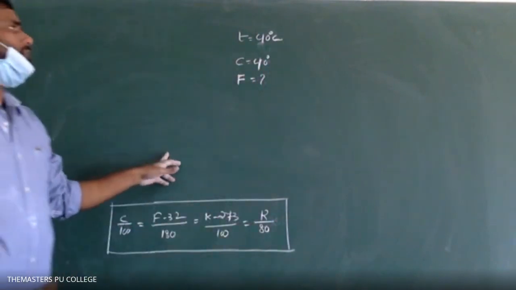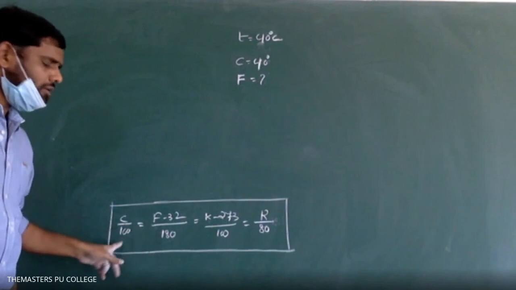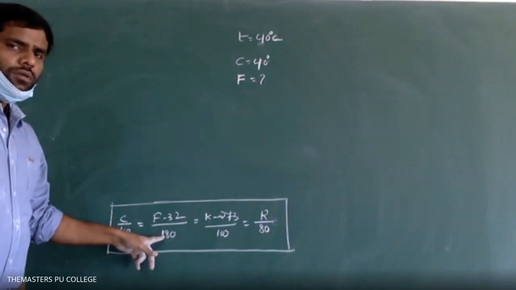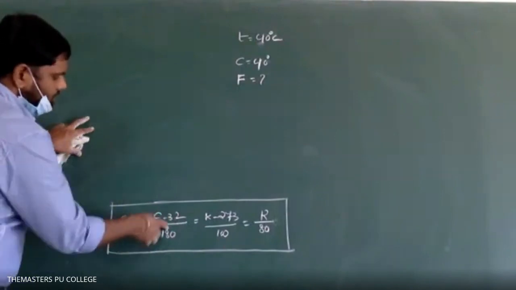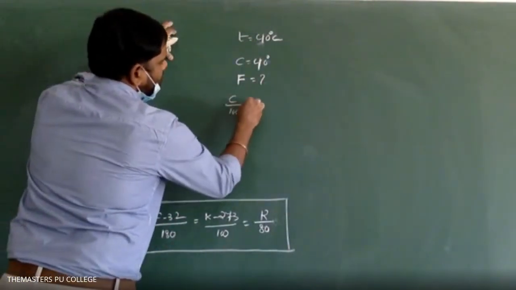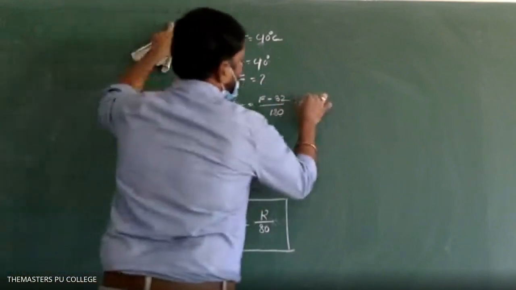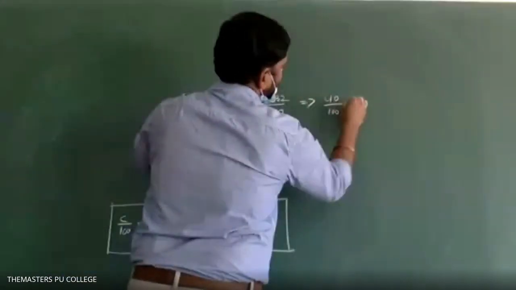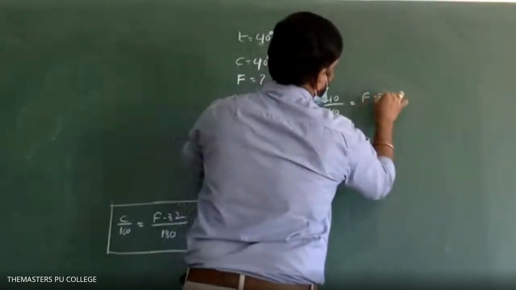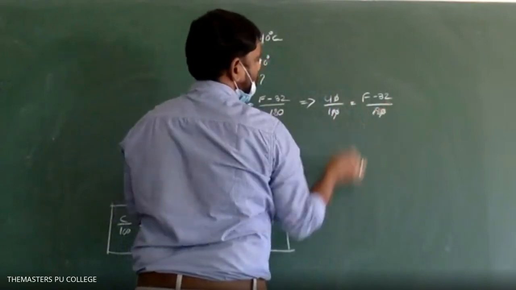I am transferring the temperature between the Celsius and Fahrenheit scale, which two quantities can be equated? The first two only. So I equate these two quantities: C by 100 equals F minus 32 upon 180. Substitute the reading on Celsius scale, 40 degrees: 40 by 100 equals F minus 32 divided by 180. So this 0 and this 0 get cancelled.